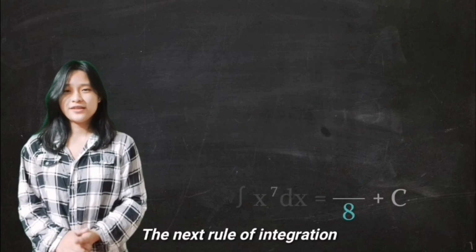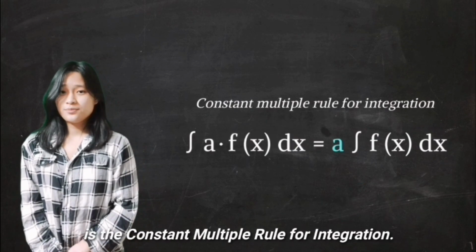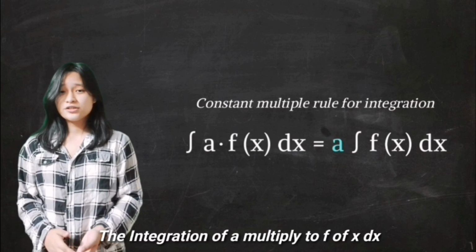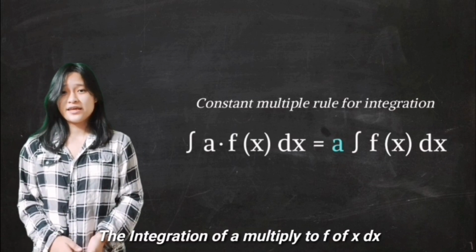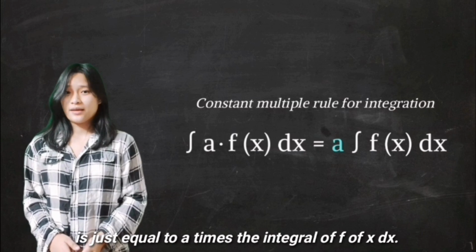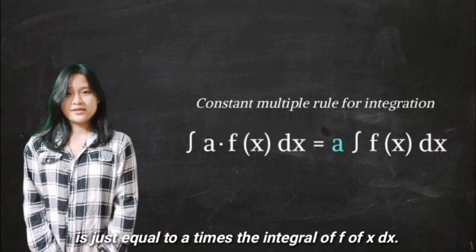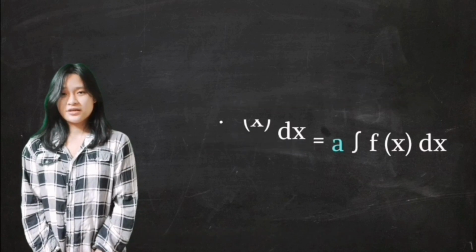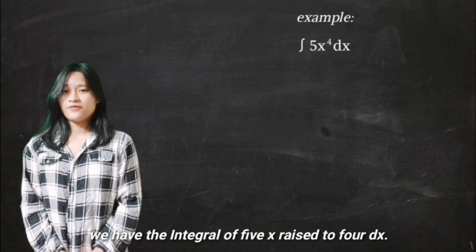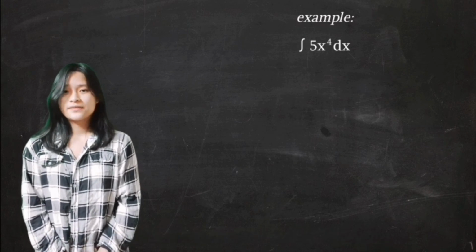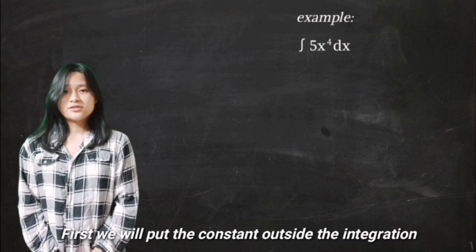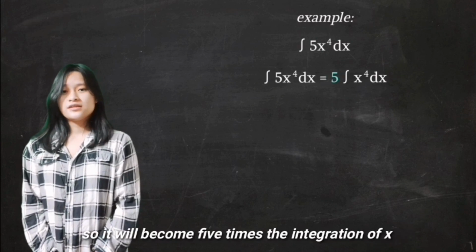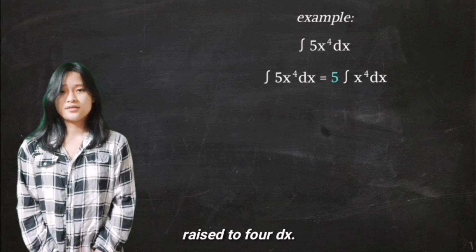The next rule of integration is the constant multiple rule for integration. The integration of a multiplied to f of x dx is just equal to a times the integral of f of x dx. In this case, we just put the constant a outside the integration. For example, we have the integral of 5x raised to 4 dx. First, we will put the constant outside the integration. So it will become 5 times the integration of x raised to 4 dx.